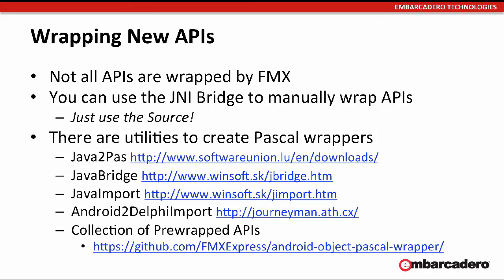And then that last link down there is a collection of pre-wrapped APIs. And so the FMX Express went through and took all of the currently released Android APIs that are available and wrapped all of those. Now, these aren't ready to run. You can't just download these and use them. You're going to have to edit it because of the way the uses clause works and stuff like that. And these are all Object Pascal wrappers. So if you're using C++ Builder, you're going to have to convert these to C++ as well. But you can look at the C++ code and see how this all works as well.